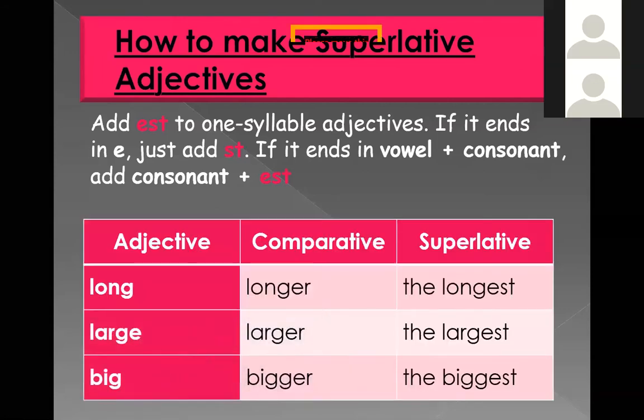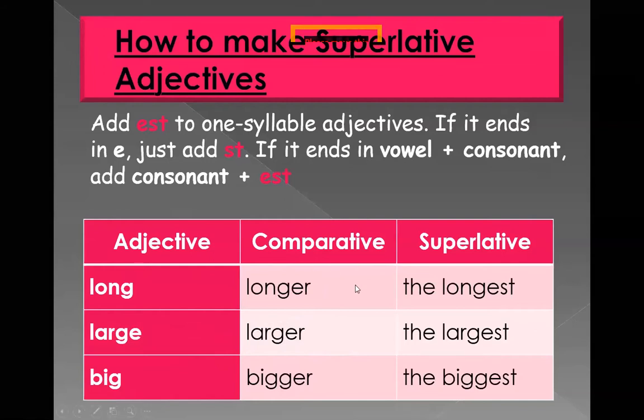Like this example, in this table, you have the comparative and the superlative. Long: the comparative form of long is longer, and the superlative is the longest. Large: larger, the largest. Big: bigger, the biggest. We also double the last consonant because you have a vowel before it.